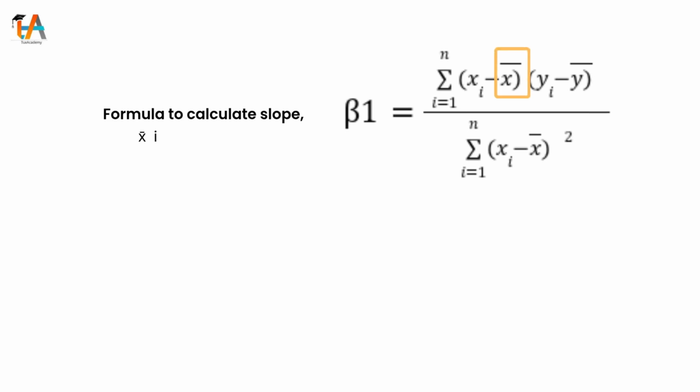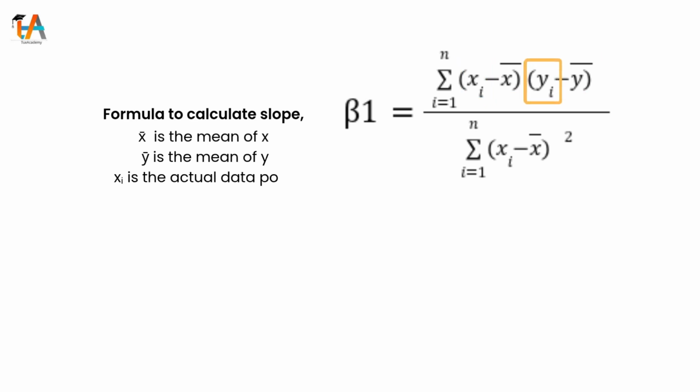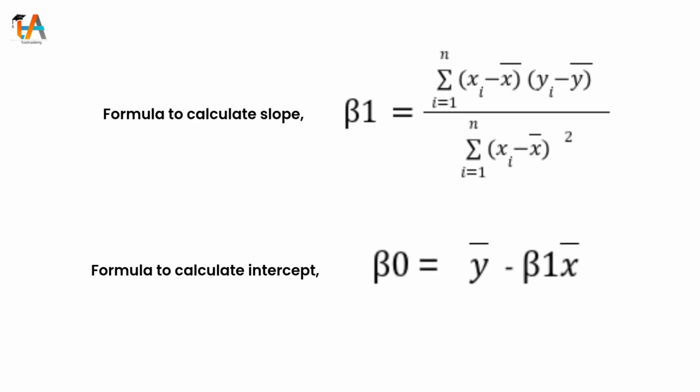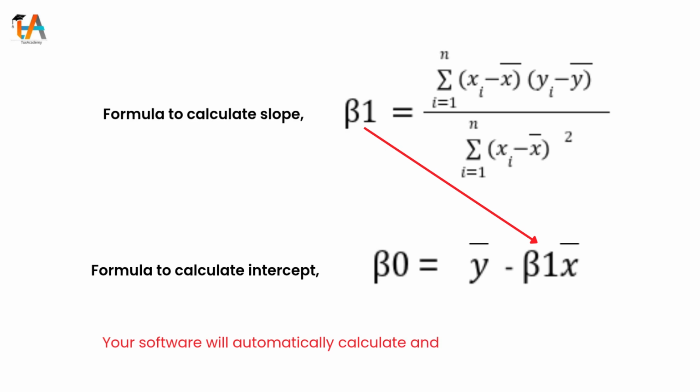Here is the formula to estimate beta 1, where x bar is the mean of x, y bar is the mean of y, xi is the actual data point of x, and yi is the actual data point of y. This formula will give you the estimated value of beta 1. After you get beta 1, you can easily calculate beta 0 by substituting beta 1 into this equation. You do not need to do manual calculation to estimate the parameters. Instead, the software that you use for modeling will automatically calculate and learn the parameters using the given dataset.